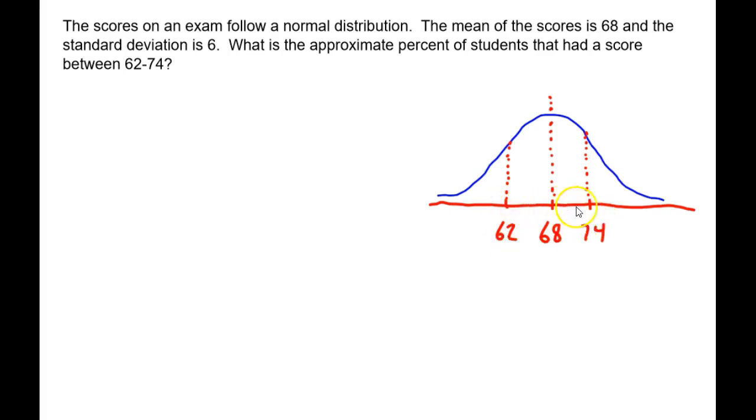So our question was to approximate the percent of students that had a score between 62 and 74. So we're looking for this percentage of students underneath our curve. So this is where you have to basically memorize those percentages underneath the bell-shaped curve. If we go one standard deviation to the left, that accounts for 34%. If we go one standard deviation to the right, that accounts for another 34%. So the approximate percent of students that had a score between 62 and 74, if we add those two percentages together, would be 68% of the students.